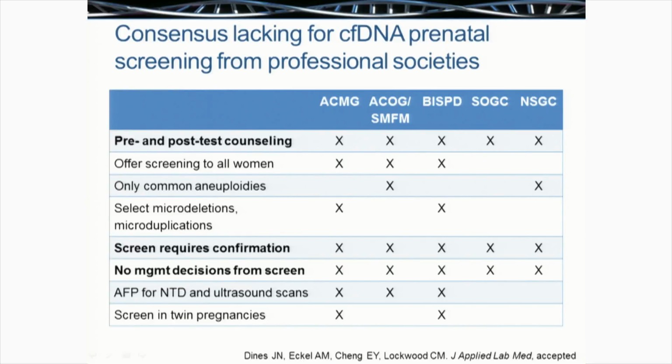So one thing that we do recommend is that you should get an AFP to look for open neural tube defects. Maybe they're going to be getting a first trimester ultrasound. There are other ways to screen for these things, but the point is there should be screening that is outside of this. This is not a replacement of all prenatal screening methodologies. And we're only testing in singleton pregnancies, not in twin pregnancies.